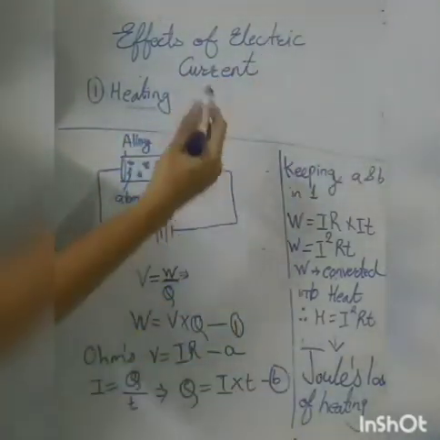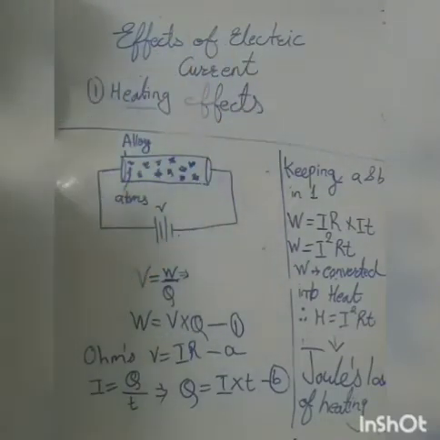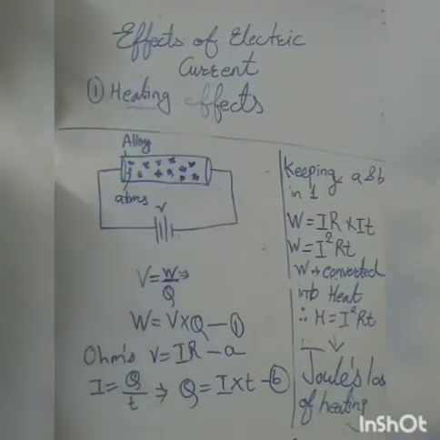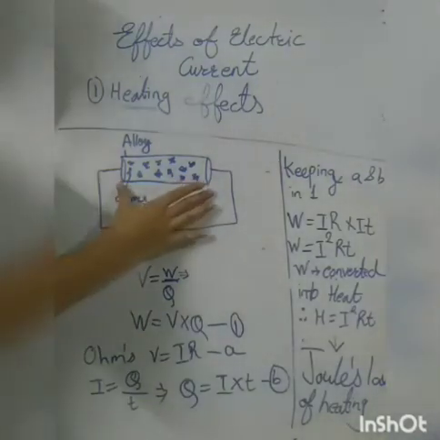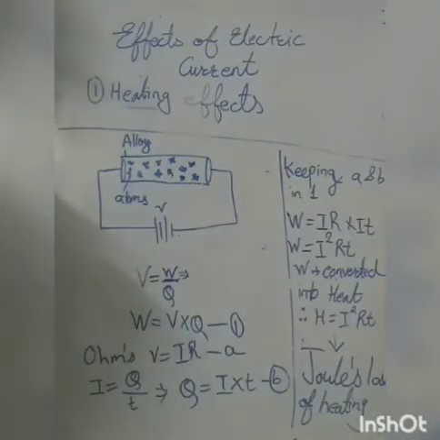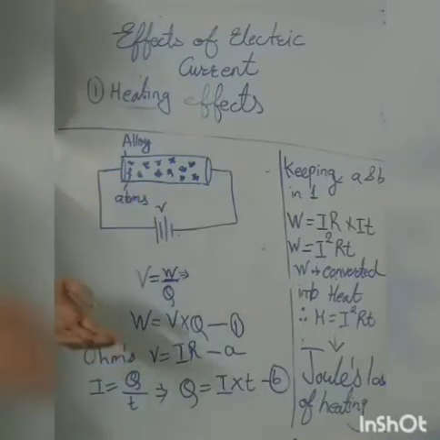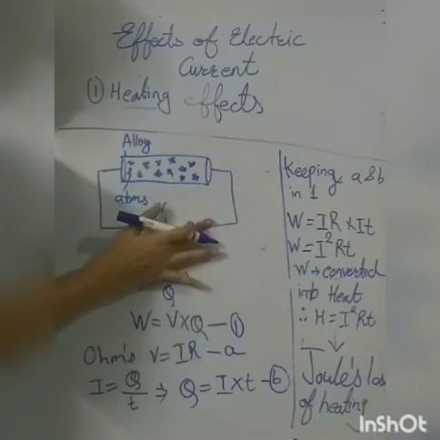What is the phenomenon, or how does the apparatus get heated up when we switch on the power supply? To understand this, let us consider a small piece of alloy. Why are we taking an alloy? Because alloys have high resistivity. High resistivity means they will block the flow of electrons. So we will take a piece of alloy. These are the atoms which are going to be the obstacles for the flow of current.